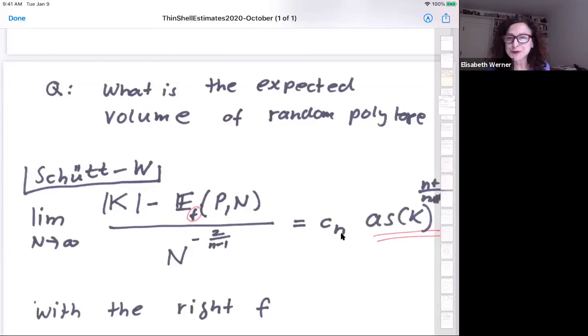It's not the same constant, but we know exactly what the constant is, and it's just depending on n. So we'll get a constant that's depending on n times this affine surface area raised to the power n plus 1 over n minus 1. So it's this affine surface area that comes in naturally in approximation of convex bodies by polytopes.